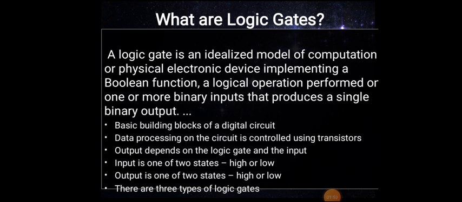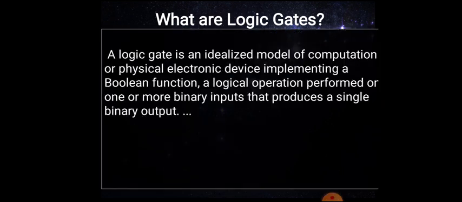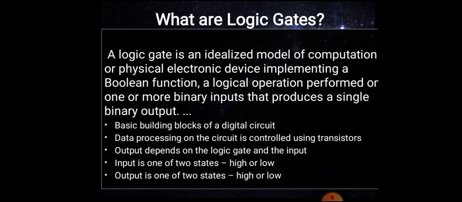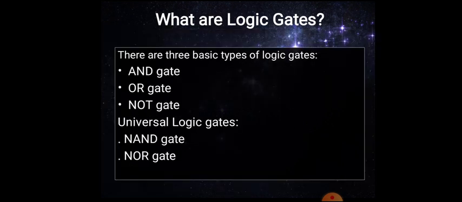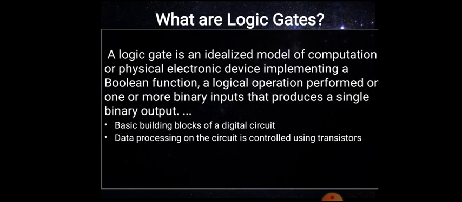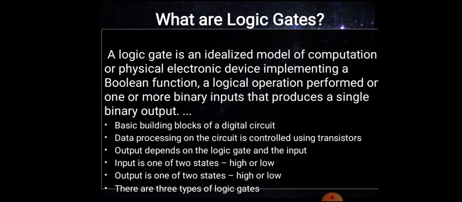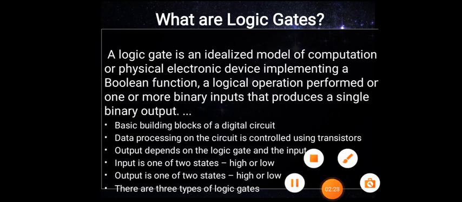Generally, a logic gate means a basic building block of a digital circuit, where data processing on the circuit is controlled using transistors. Output depends on the logic gate and the input. Input is one of two states, output is one of two states, that is high or low. There are three types of logic gates. Okay, I will explain.